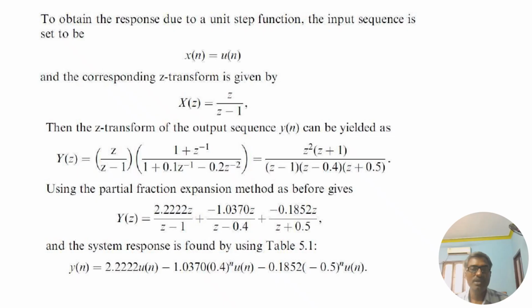Now A value will be obtained as 2.222, B value will be obtained as minus 1.037 and C value is obtained as 0.1852. After obtaining the A, B, C values, substitute in the Y of z expression, then find the inverse z transform of Y of z, then we will get the step response. The finally obtained step response expression is y of n equals 2.222 into u of n minus 1.037 into 0.4 power n u of n minus 0.1852 into minus 0.5 power n u of n.